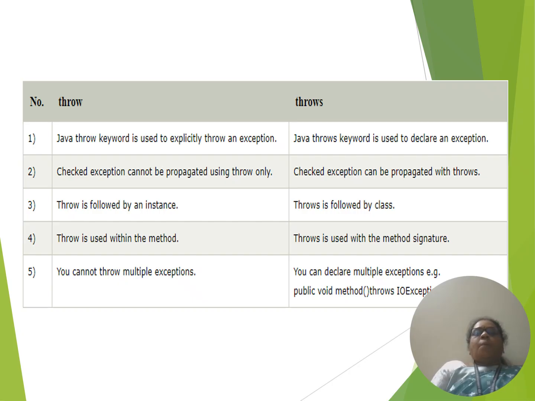We cannot throw multiple exceptions with throw. We can declare multiple exceptions with throws. For example, public void method throws IOException.